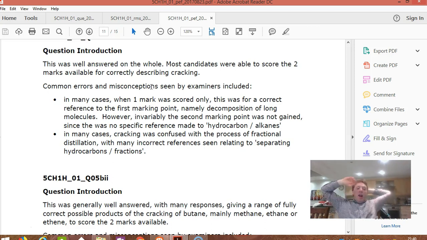In many cases, cracking was confused with fractional distillation. Well, that is a classic mistake people make. You need to remember, cracking is breaking down of big alkanes into smaller alkanes and alkenes. Fractional distillation is separating different sized alkanes. Cracking is a chemical reaction. Fractional distillation is a separation technique.